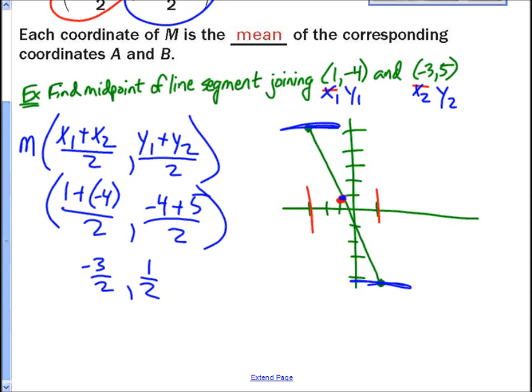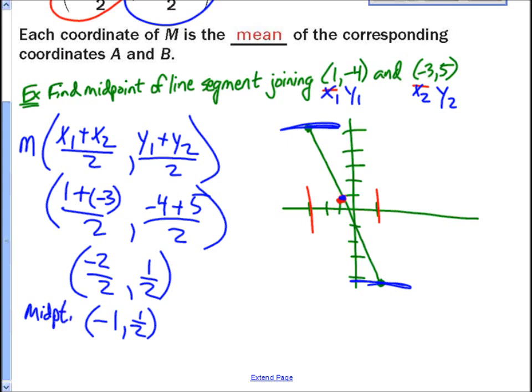Oh, you know what I just realized? Whoops, that is my x2. Sorry about that. My x2 is a -3. So 1 plus a -3, that's a -2. It's a -2 in my numerator. Of course, my denominator's 2 already, so I got -1 and a half. There's the midpoint. That is the midpoint for those 2 points.